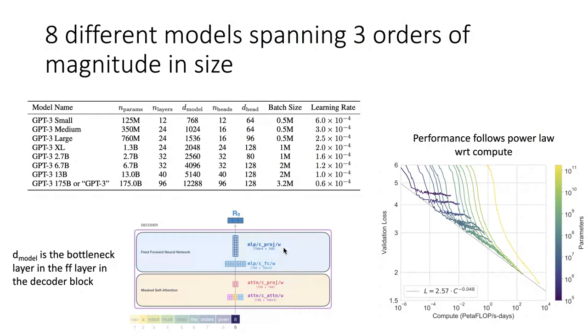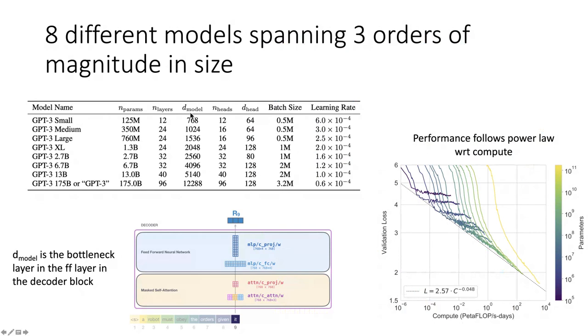Throughout the paper, they present results with different capacity models. In particular, they have 8 different versions of GPT-3 spanning 3 orders of magnitude in size. This is what this table summarizes. It goes from GPT-3 small all the way to the real GPT-3, which is the 175 billion parameter one. The table just explains the differences. It's mostly number of parameters, number of layers. It goes from 12 to 96.